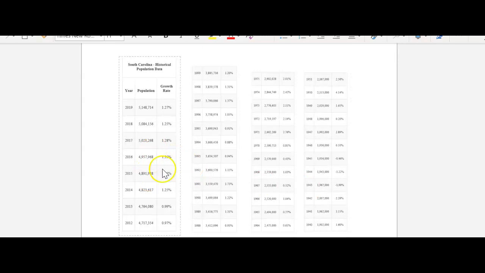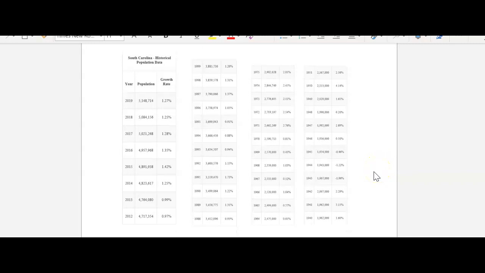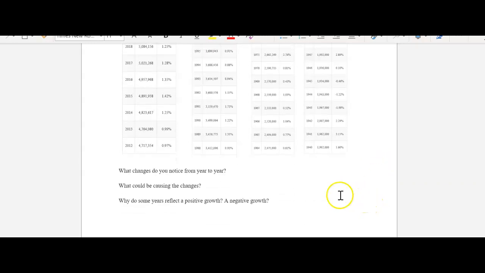So several pieces of information to analyze as for what was going on with the population and the growth rate, and then think about what was going on in history. Okay, so this is population trends using charts and maps. This is Unit 1, Lesson 4, Geography of World Regions.